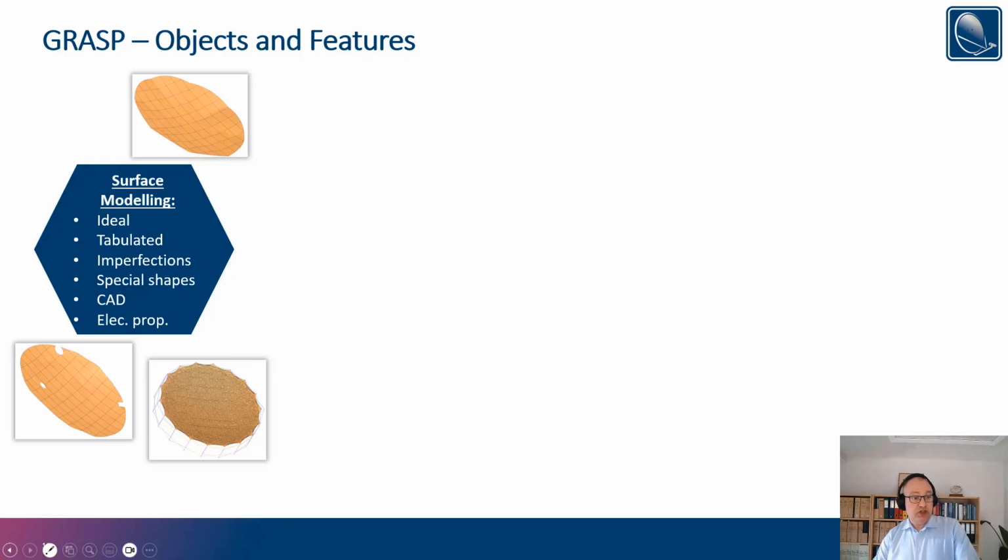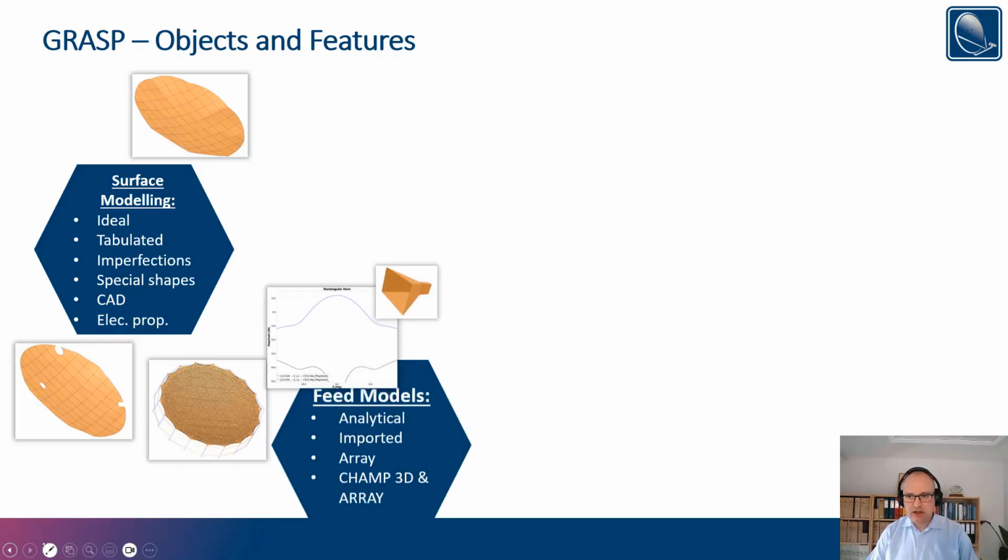You can do special shapes, as we call them. So, for example, the rib connected reflector we see up here with pillowing effects between the ribs. And if you cannot find a surface that suits you, you can always use the CAD import and simply import a step file with your surface in it. In addition to this, you also get electrical properties, as I just mentioned. For example, down here we have a mesh reflector, so you can actually put a mesh on your surface when you are analyzing it in GRASP.